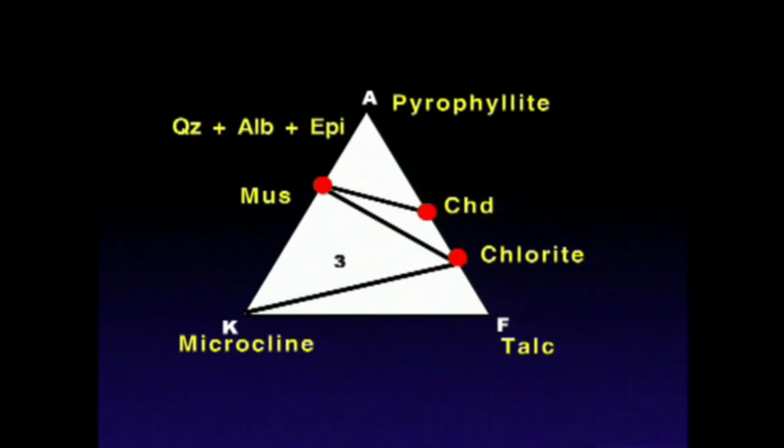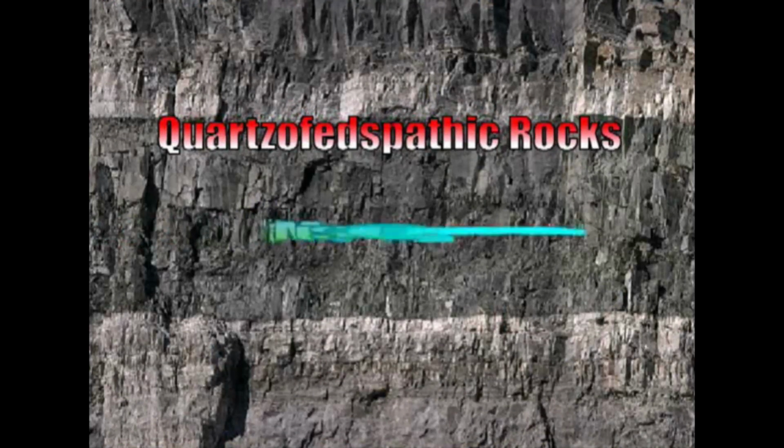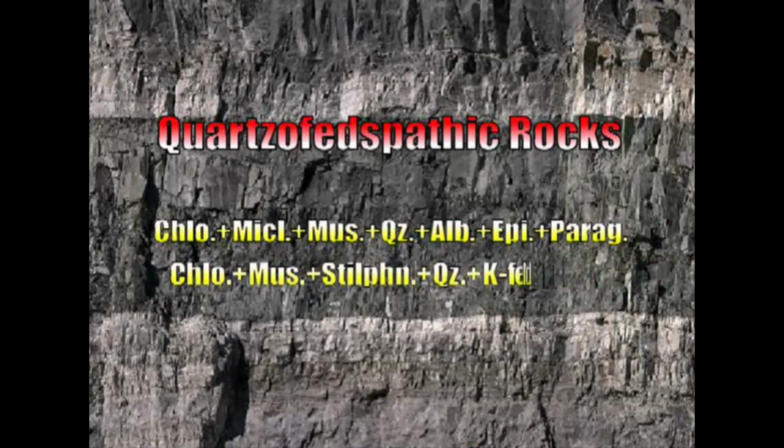Quartzofeldspathic rock: on the basis of AKF diagrams, we can find out the quartzofeldspathic assemblages, that is muscovite, microcline, chlorite, plus or minus quartz, plus or minus albite and epidote. Similarly, chlorite, muscovite, stilpnomelane, quartz, etc.